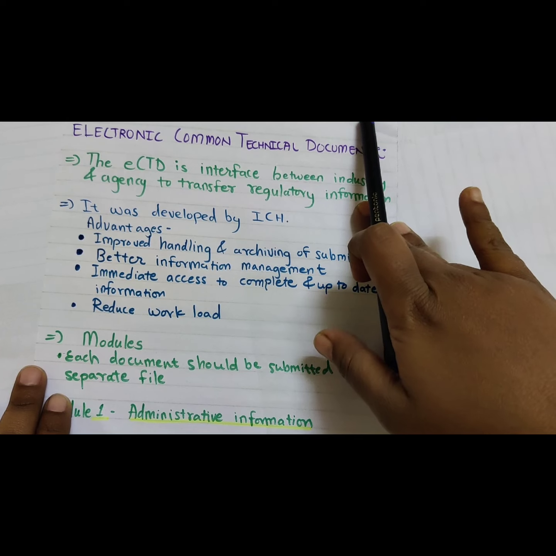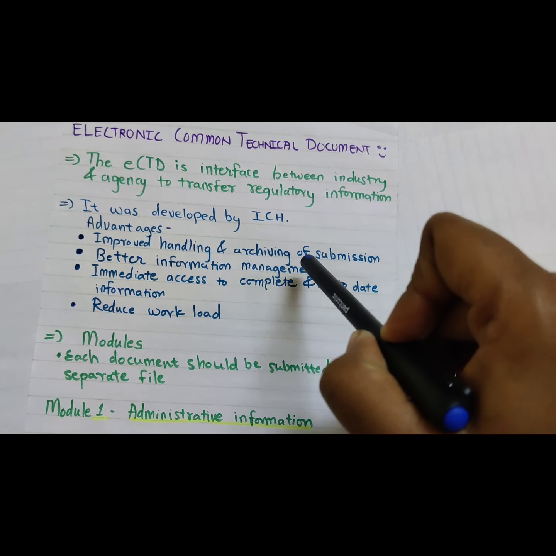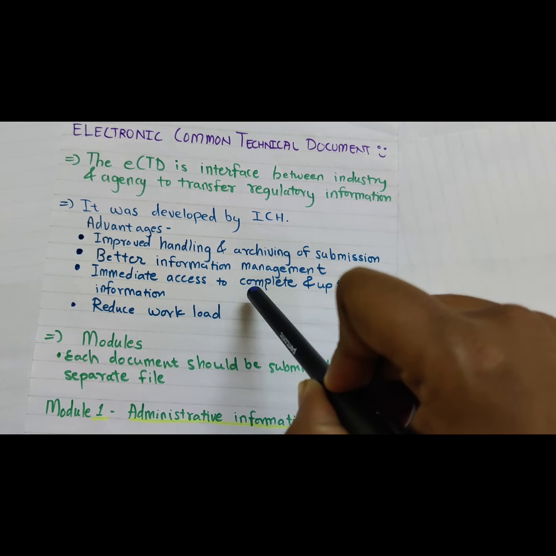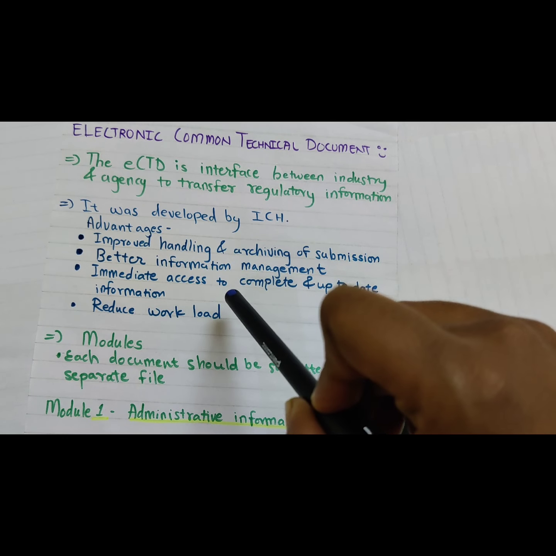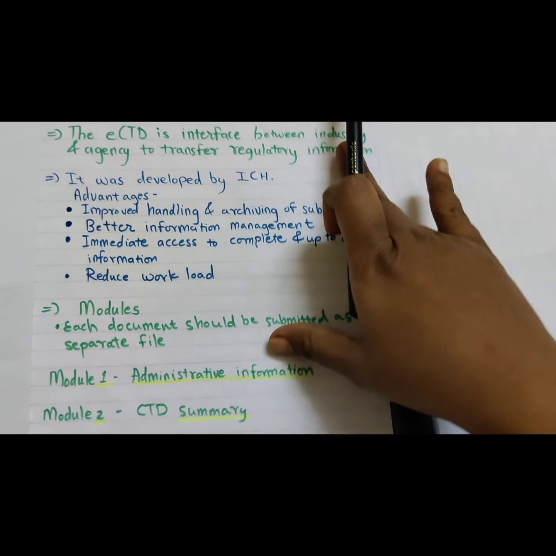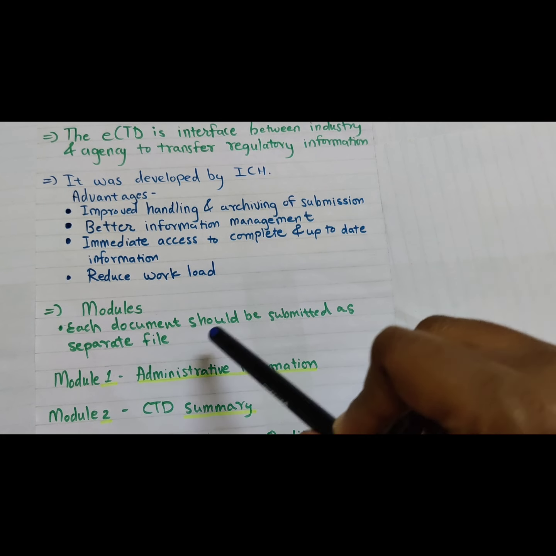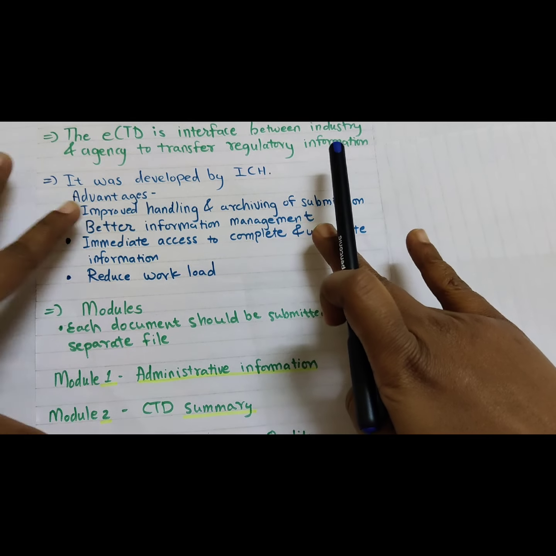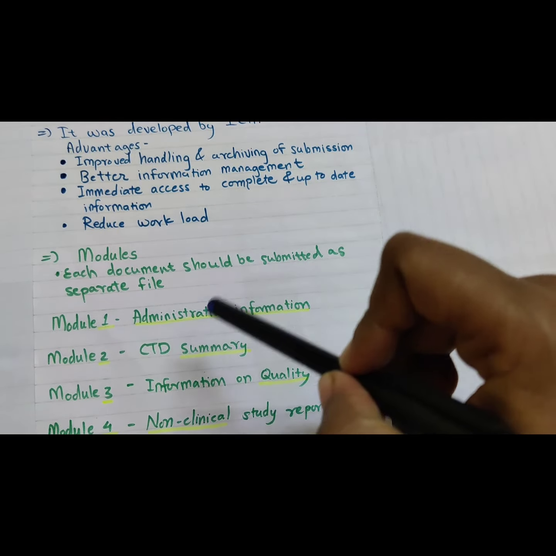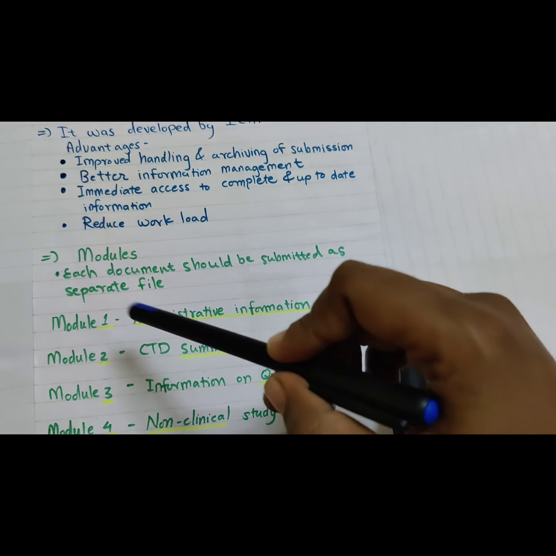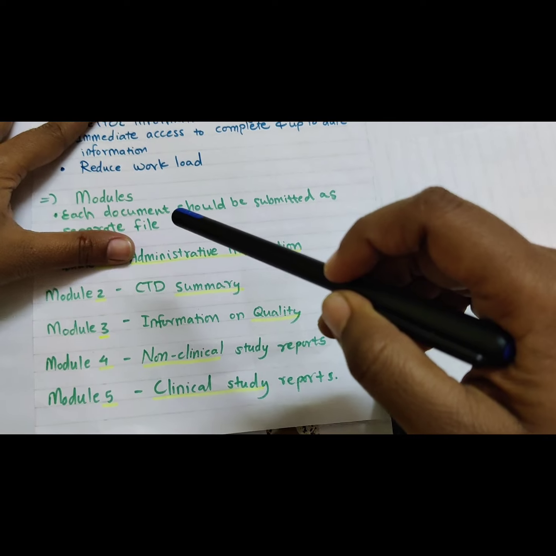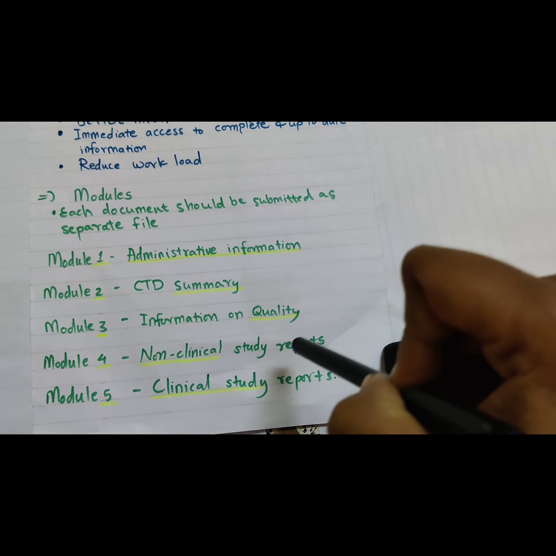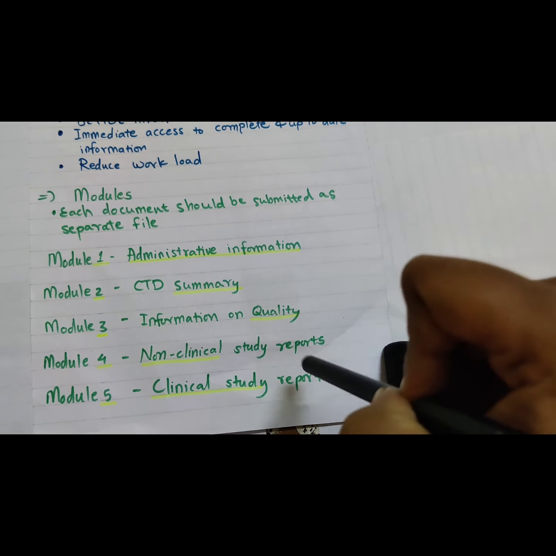Advantages of eCTD: improved handling and archiving of submissions, better information management, immediate access to complete and up-to-date information, and reduced workload. The modules of eCTD: each document should be submitted as a separate file. Module 1 is administrative information. Module 2 is the CTD summary, that means modules 3, 4 and 5. Module 3 is quality information, and module 4 is the non-clinical study report. Then module 5 is the clinical study report.